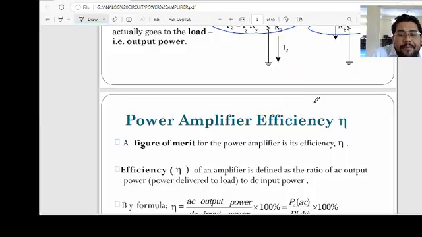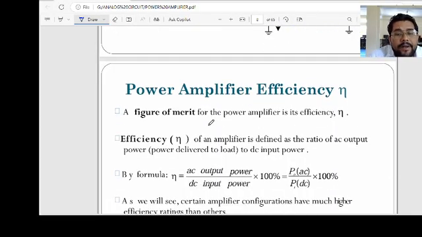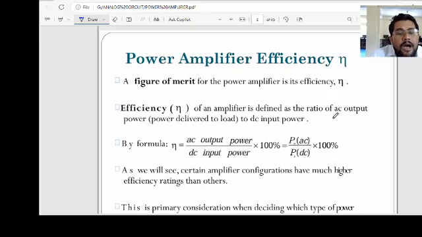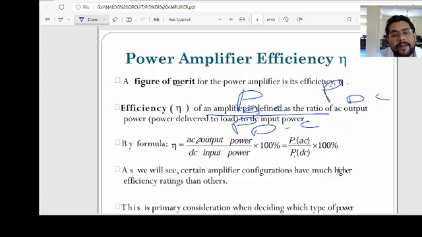Then power amplifier efficiency, eta, is a figure of merit of the power amplifier. How do we calculate it? Power efficiency is the ratio of the AC output power to the DC power input. Any transistor has two types of power dissipation: first AC power, and next DC power. This ratio of AC power to DC power is called the power amplifier efficiency.